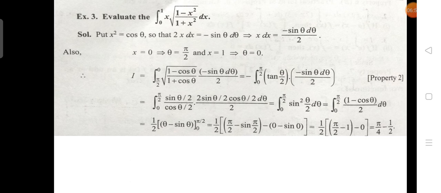And next is: evaluate the integral from 0 to 1 of x root of 1 minus x square by 1 plus x square dx. Here also we put x square equal to cos theta. This is an important question. It is different from other questions, so it is important. So please practice this question, solve it many times, then only you can get it. So please do this.